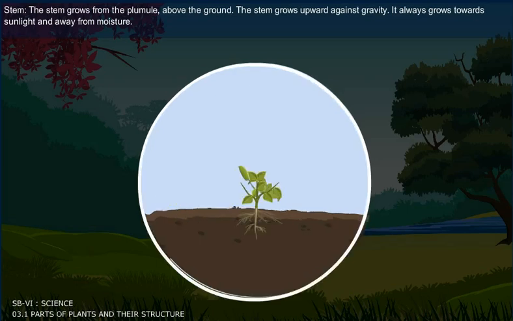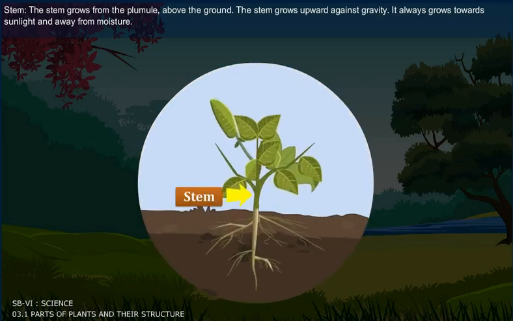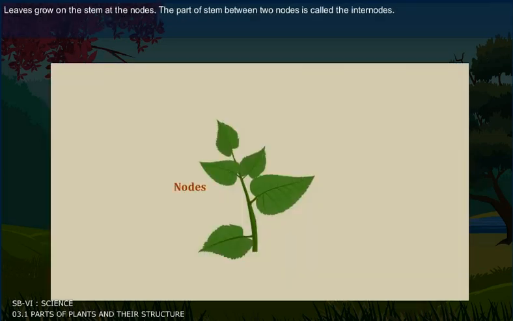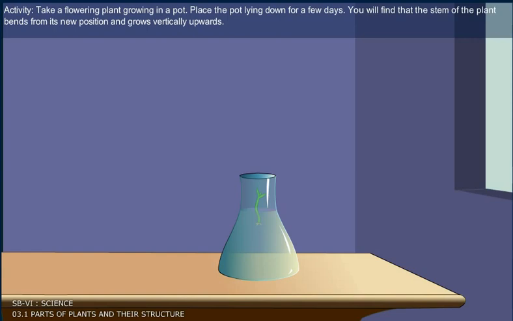Stem. The stem grows from the plumule above the ground. The stem grows upward against the gravity. It always grows towards the sunlight and away from moisture. Leaves grow on the stem at the nodes. The part of the stem between two nodes is called the internode.